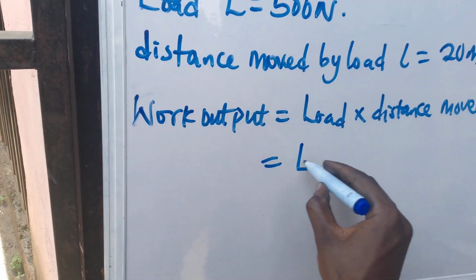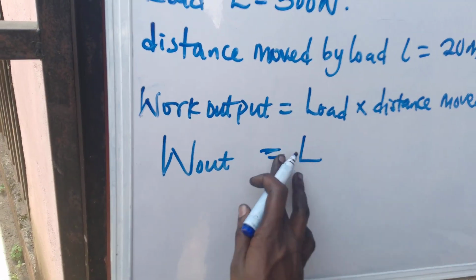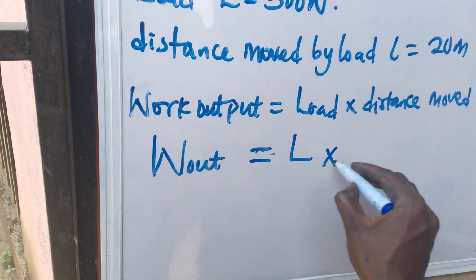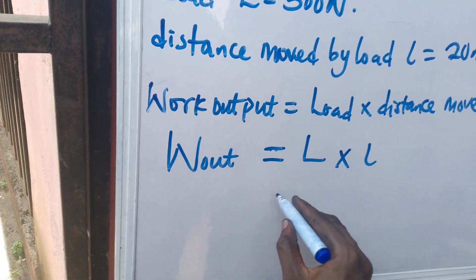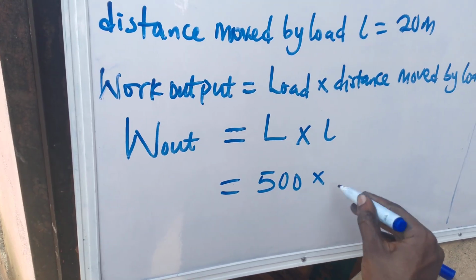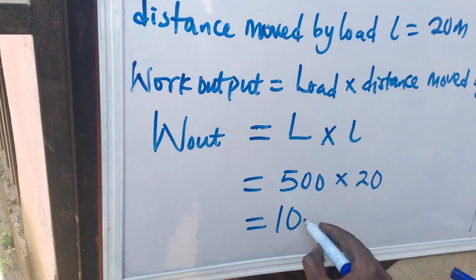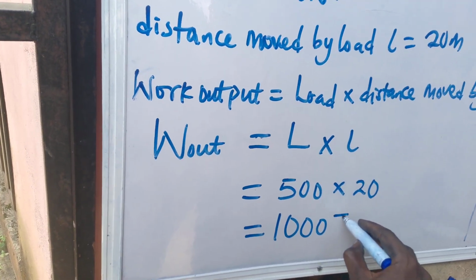That is, work output is equal to the load times distance moved by load. Small l, the load, is 500 Newton. Distance moved by load is 20. So 500 times 20 will give me 1000.